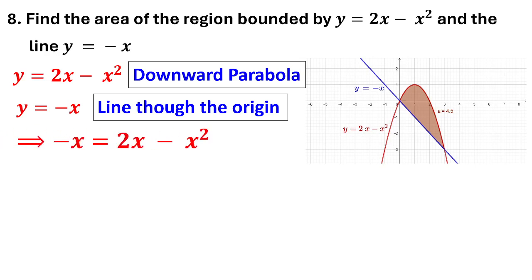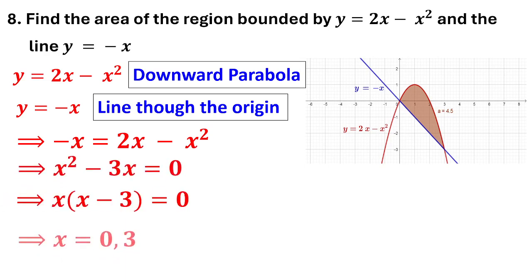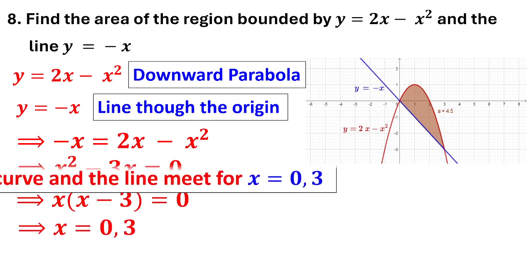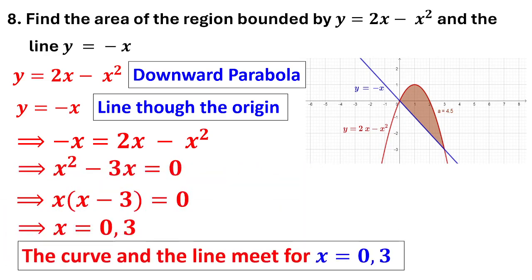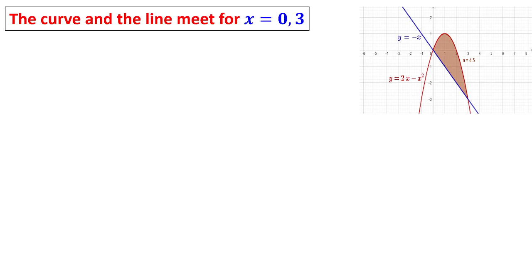Now you are seeing that we have to find the area between them. Before we go further, we have to find the points of intersection where both the curves meet. Sometimes you can get it from the diagram also. But well, I am putting one equation in the other and I am getting that x is 0, 3. Therefore, the curve and the line meet for x equal to 0 and 3. Therefore, we have to integrate from 0 to 3 the area enclosed between the two curves.